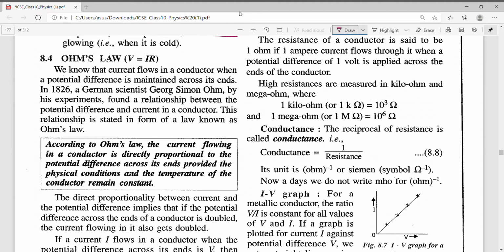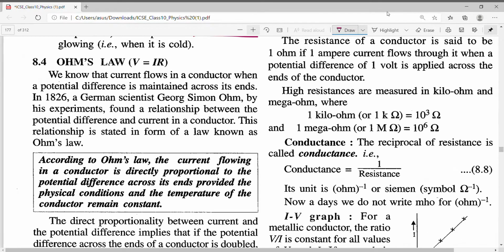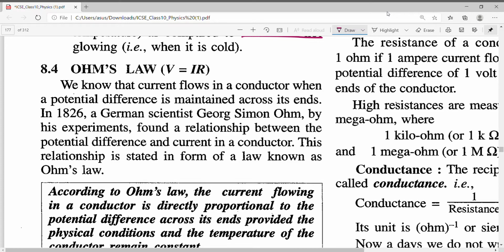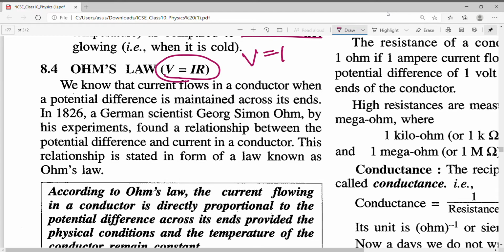Ohm's law, very important in this whole chapter. This is Ohm's law. Ohm's law states that V is equal to IR. What is V? V is potential difference, PD. And what is I? I is current. And what is R? It is resistance. Right? The current flows in a conductor when there's a potential difference, as I told you. The scientist Ohm said that there's a relationship between the potential difference and current, and the relationship is stated in the form of a law known as Ohm's law.